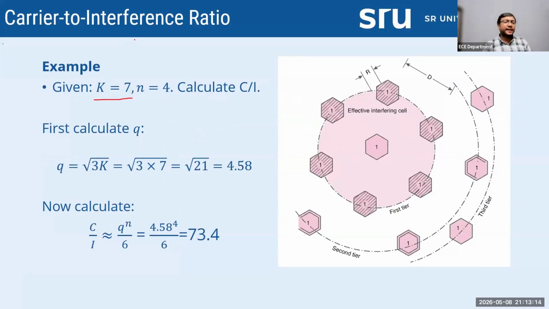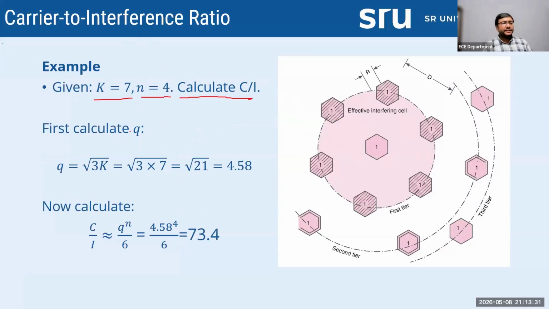K means the cluster size. So cluster size is 7. What is n? N is called the path loss exponent. So these two values are given and your task is to calculate C by I, or carrier to interference ratio.